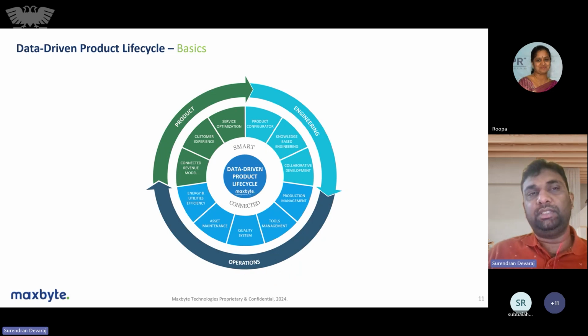Once you talk about this data-driven product life cycle, as I said, the product life cycle comprises three major areas: engineering, operations, and the product. From the engineering side, what are the key areas or key technologies that can be implemented? From the operations side, what are the key areas? From the product side, that is once the product goes into the market, how can that data be fed back to the system so that we can optimize utilization or product performance and go for the next revisions or versions of the product.